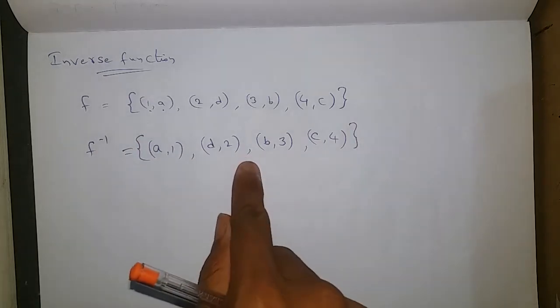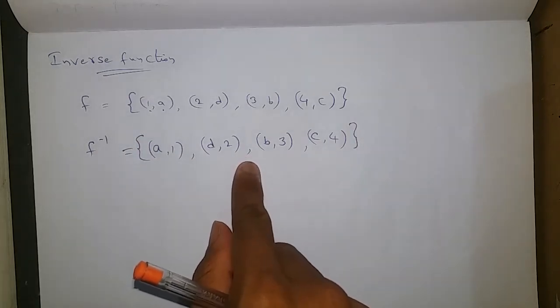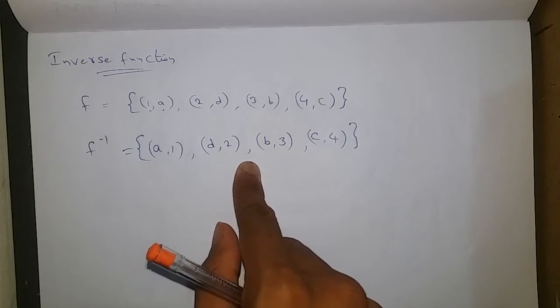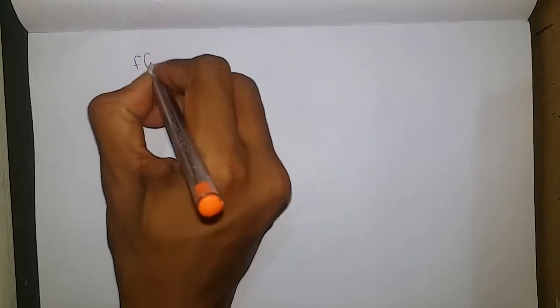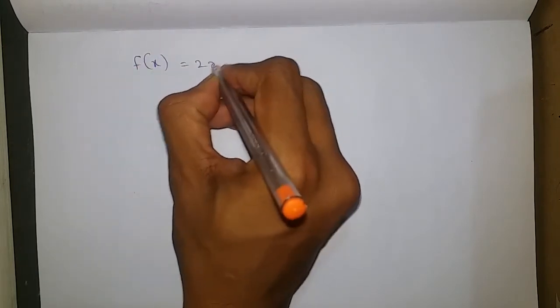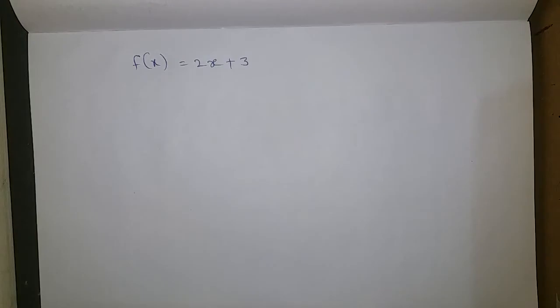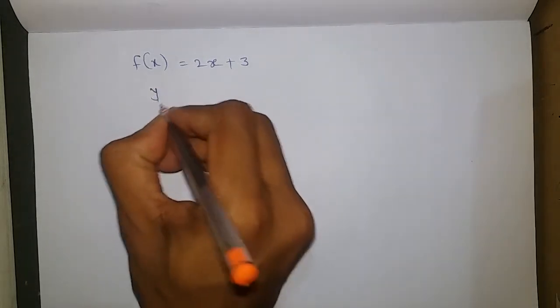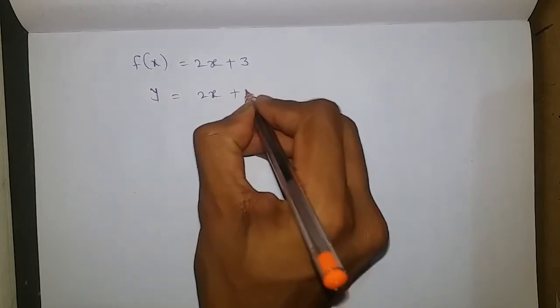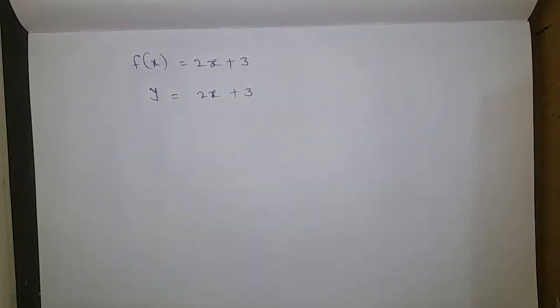Okay, instead of giving the ordered pairs, he gave an equation. Then how to solve that equation? How to find the inverse of any given equation? Let us check once. Okay, the function is given as f of x is equal to 2x plus 3. Now find the inverse of this function. So first f of x you take it as y. So y is equal to 2x plus 3.